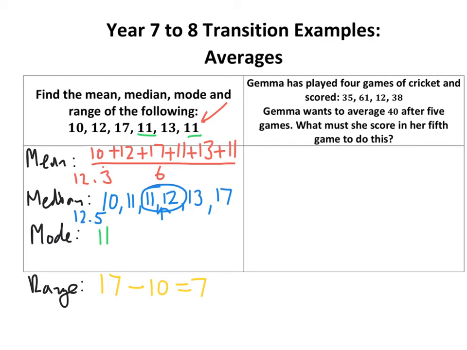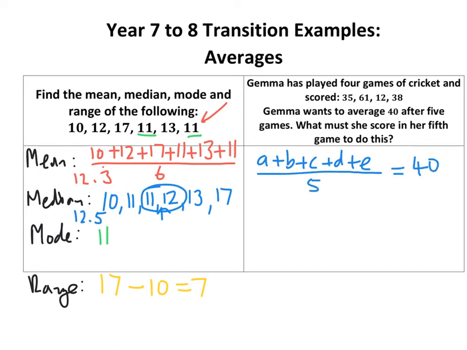Now then, slightly different question here. It says Gemma has played 4 games of cricket and scored 35, 61, 12 and 38. Gemma wants to average 40 after 5 games. What must she score in her 5th game to do this? Right, so first things first, after 5 games, if we've got A plus B plus C plus D plus E, the 5 scores, she wants to make 40.